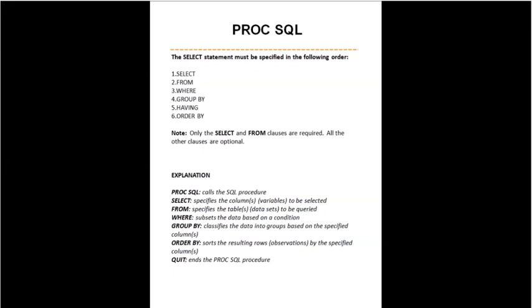So again, the same explanation which I have explained to you. PROC SQL basically allows you to call the SQL procedure. In select, as I've told you, you specify the variables you want to be selected. In the from, you specify the table or the dataset that you want to query. Where allows you to provide the condition. You can filter the data based on some condition. You can have the group by, where you can classify the data into groups. And then you have order by, and quit will mark the end of your SAS SQL procedure.